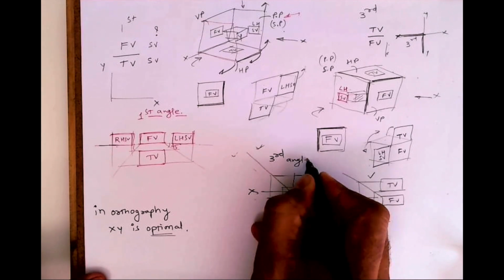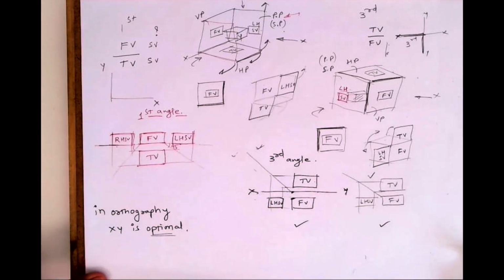So I hope now everyone understood about the side view, where it will come. So in first angle it is vice versa. In third quadrant, left hand side will be on left and right hand side will be on the right. Thank you.